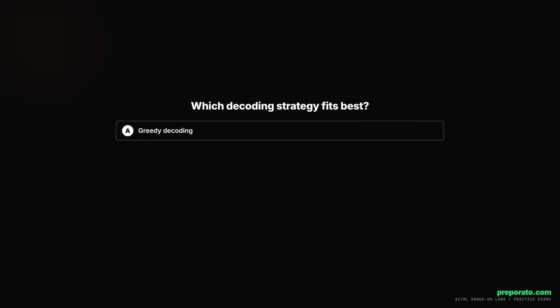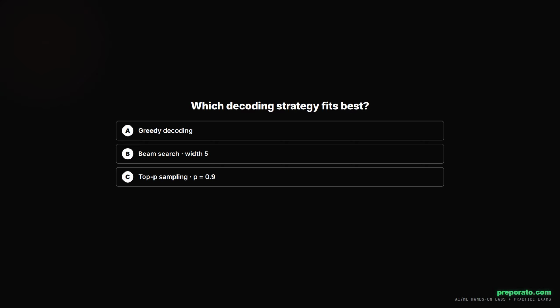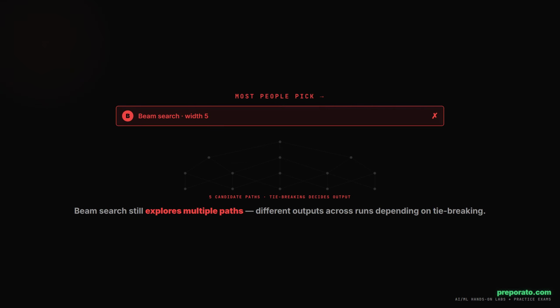A. Greedy decoding. B. Beam search with width 5. C. Top P sampling with P equal to 0.9. D. Temperature equal to 0.7. Most people pick B because beam search sounds more sophisticated than greedy, and the word quality is associated with it. But beam search still explores multiple candidate paths, and it can produce different outputs across runs depending on tie breaking.